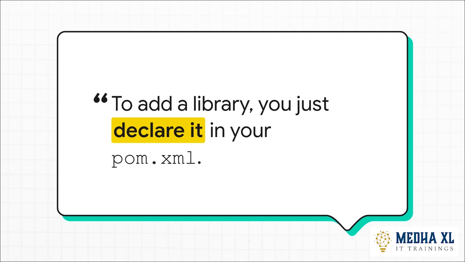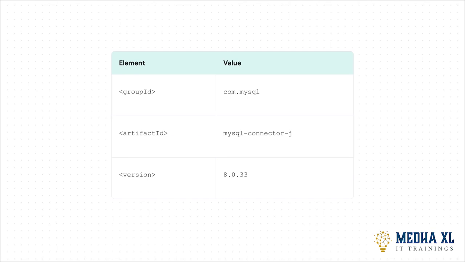So, for instance, if your app needs to talk to a MySQL database, you don't go searching for a driver, you just tell Maven about it. And here's what that declaration looks like. See that pattern? It's the same group ID and artifact ID we used for our own project, but now we're pointing to someone else's. And we're also specifying the exact version we want. We're literally giving Maven the exact coordinates of the library we need.